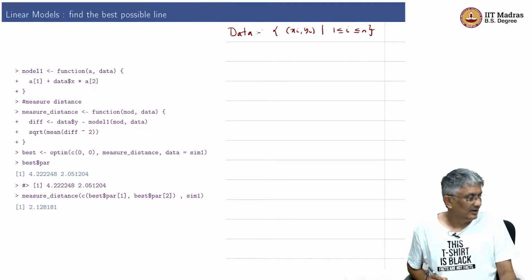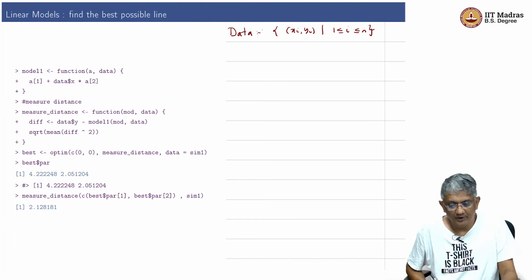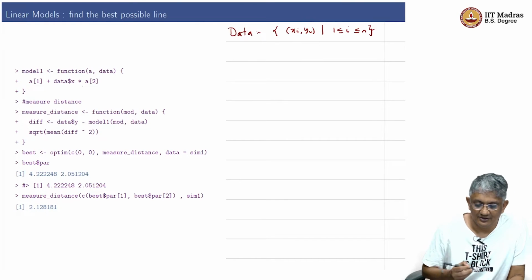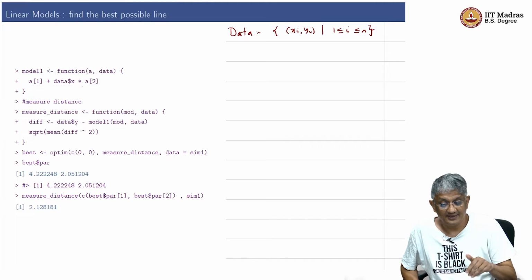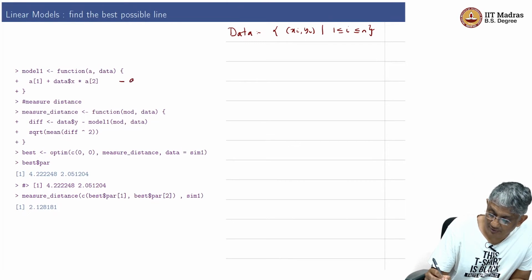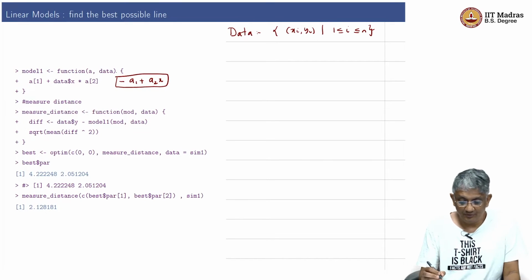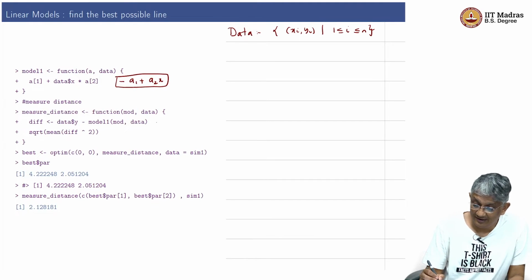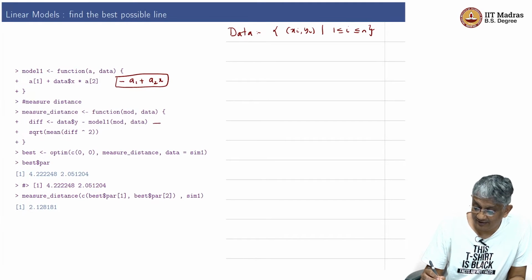Very good. And then what do I do first? First, I have this line right here, right? This is a1 plus x times a2. Let me write this down. This is a1 plus a2 times x. That's what this is computing, right? And then here what I'm doing is I'm measuring the distance from the data point to the line. So this is what the residual is doing.